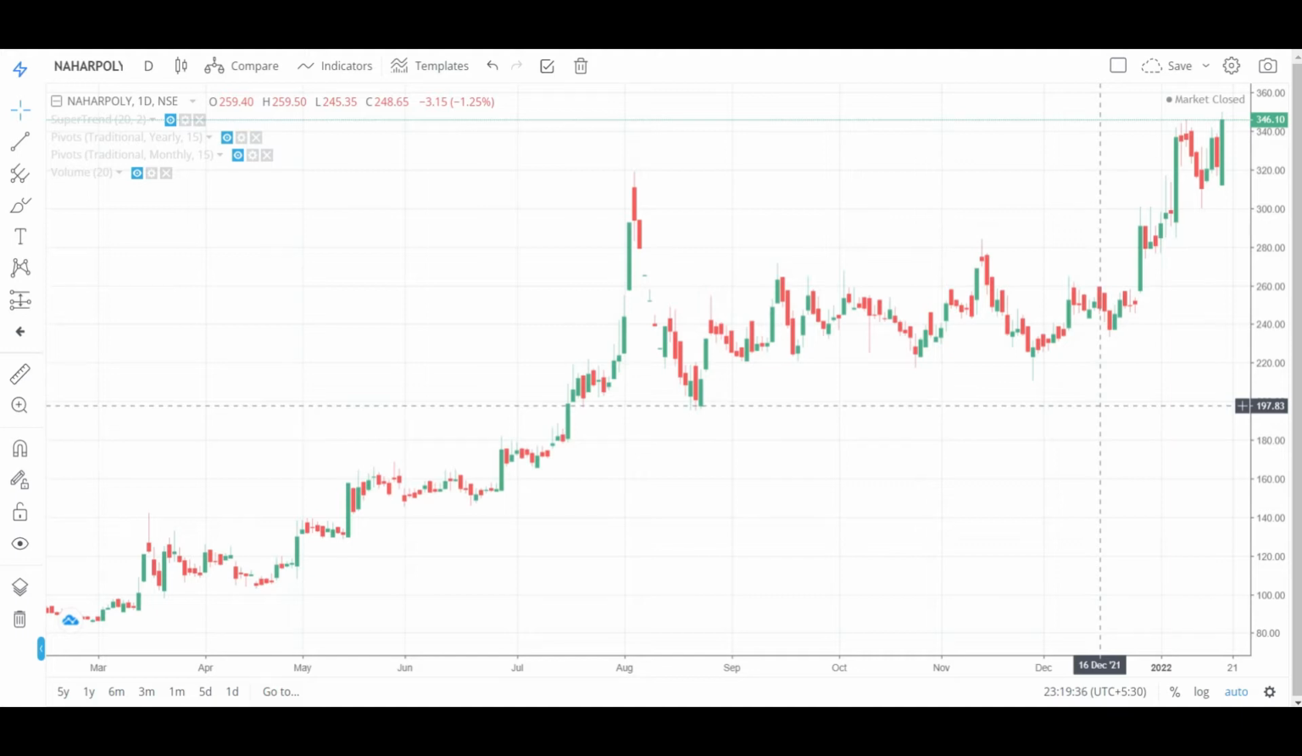Cup and handle is one type of volatility contraction pattern. You know cup and handle. So the cup and handle pattern is nothing but one type of volatility contraction pattern, and the VCP pattern forms because of supply and demand. It is not the cause of price movement.